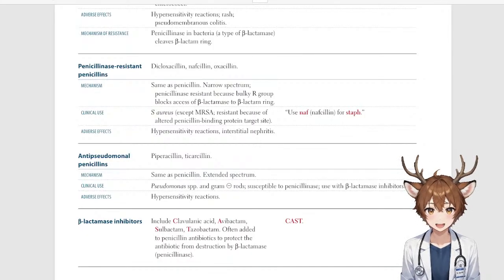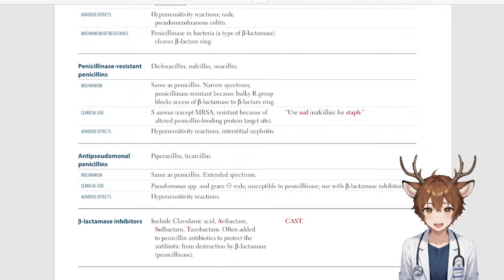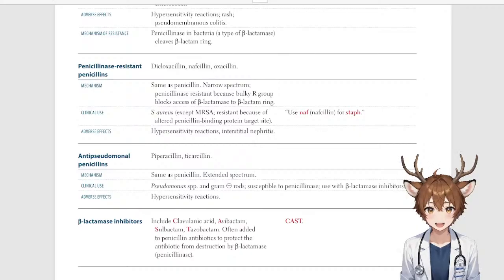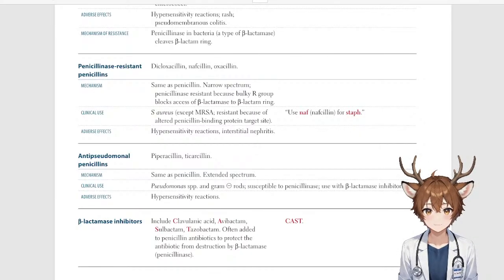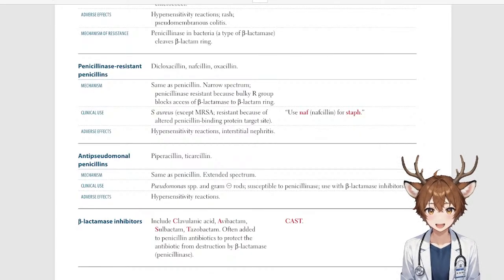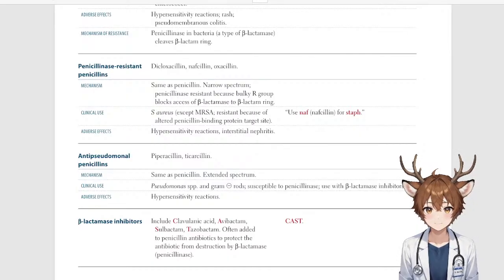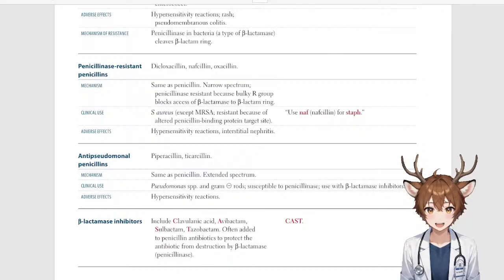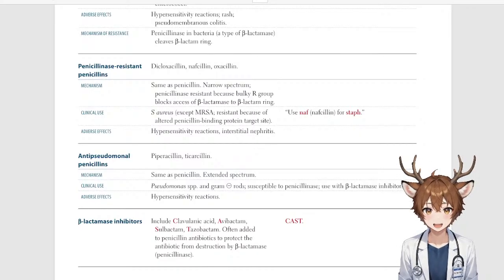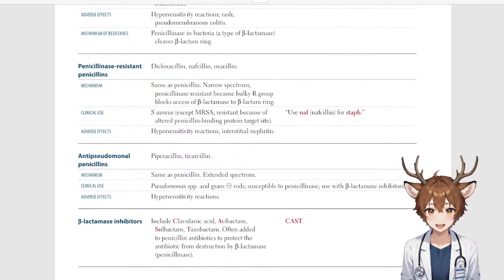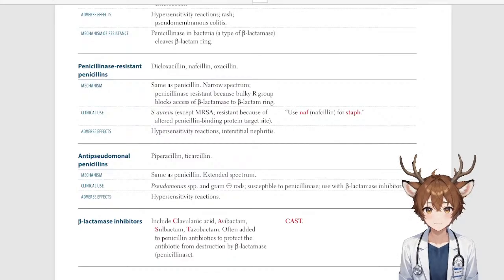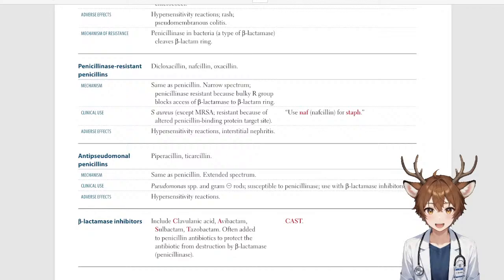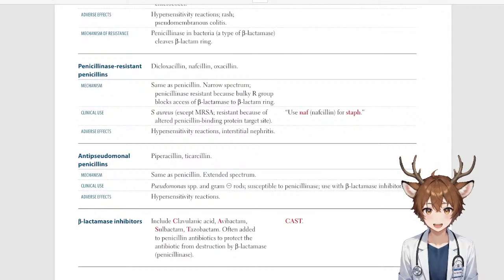What about piperacillin? I don't think I even see it on your thing. Oh, see it right there. It says anti-pseudomonal penicillins. Yeah, piperacillin is good for Pseudomonas. In your book it says along with that ticarcillin, but piperacillin is an anti-pseudomonal penicillin. Mechanism, same as penicillin, extended spectrum, penicillinase sensitive, used with beta-lactamase inhibitors, as we were talking about before, tazobactam, sulbactam. Clinical use: Pseudomonas species, gram-negative rods, anaerobes. Adverse effects: hypersensitivity reactions.